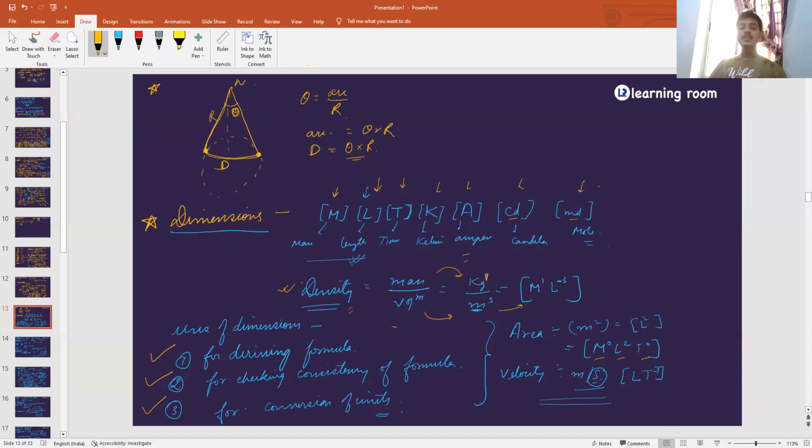Now, why are we doing this? So there are a few uses of dimensions. First use is to derive the formula, I'll show you how. Then to check the consistency of the formula, and to convert the unit. First we learned about conversion of units. What was conversion of units?